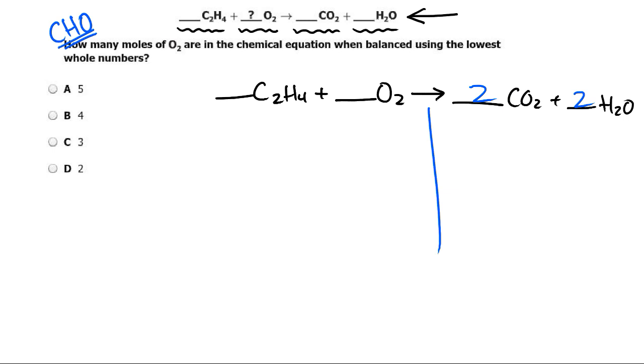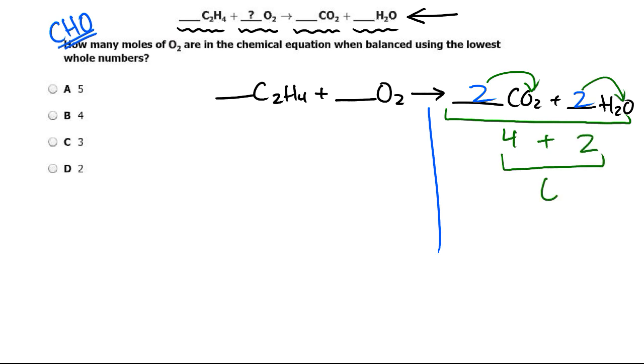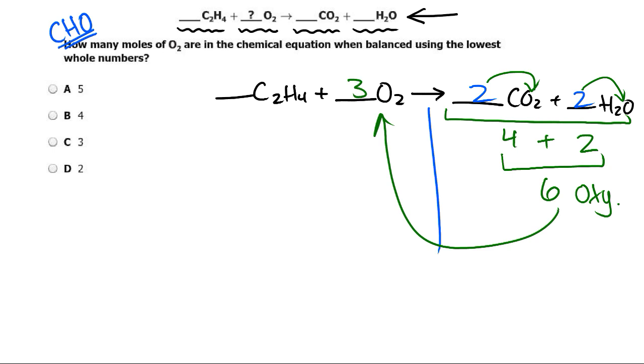Once your right side is filled in because of the C and the H, you need to stop right there and count up your oxygens. I have 2 times 2 is 4 oxygens, plus 2 times 1 is 2 oxygens. I have a total of 6 oxygens on the right. In order to get 6 oxygens on the left, I could put a 3 here, giving me 1, 3, 2, 2.